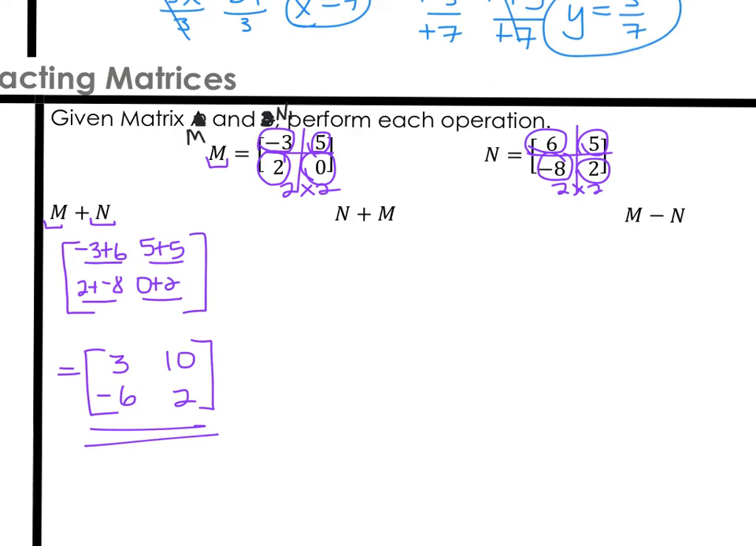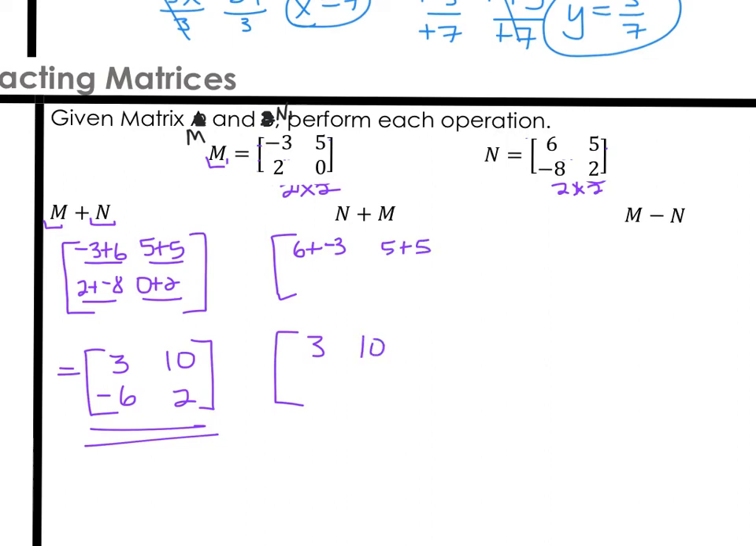If we reverse the order, notice what happens. To take N plus M, we would have 6 plus negative 3. Does that change our final answer? 6 plus negative 3 would be 3. Over on the right, 5 plus 5 would also give us 10. Down below, negative 8 plus 2 would be negative 6. And on the right-hand side, 2 plus 0 would stay 2.